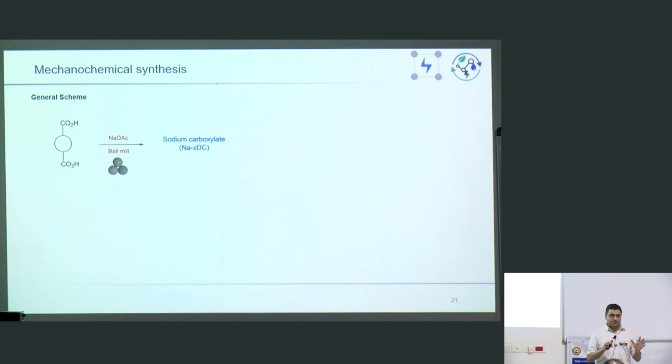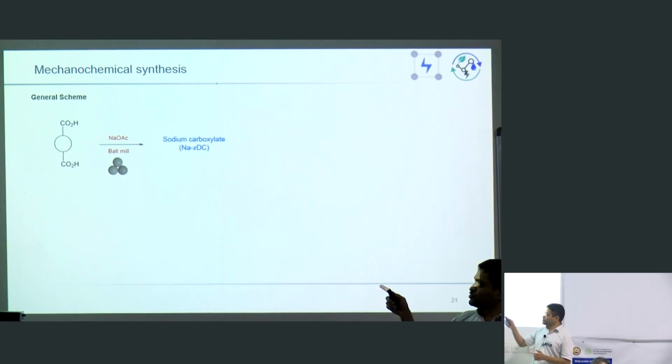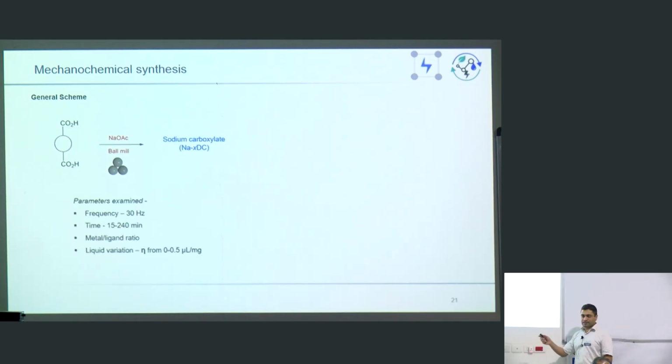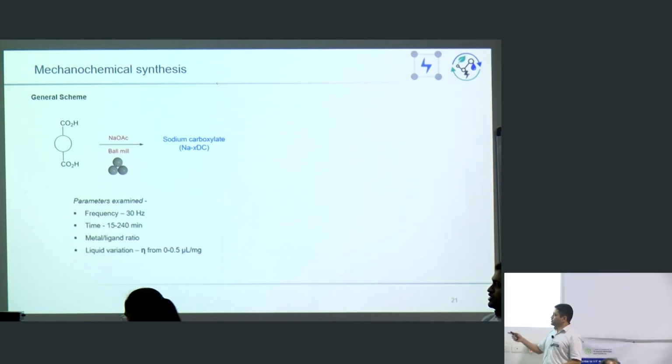Shaking or mechanical forces are just enough to carry out the synthesis. So what can be shown over here, if you take dicarboxylic acid, you treat it with sodium acetate, you just ball mill it for a specified period of time, you end up getting the sodium carboxylate of interest. And in this case, you can vary a few different things. You can vary the frequency of shaking. You can actually change the time.